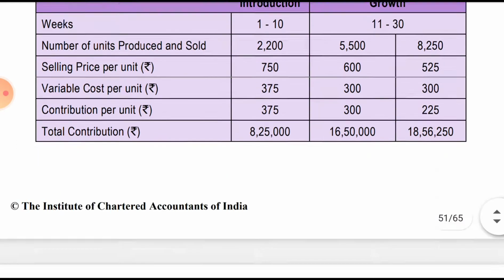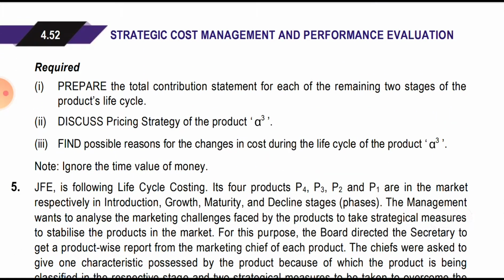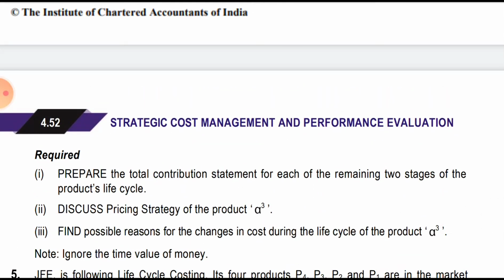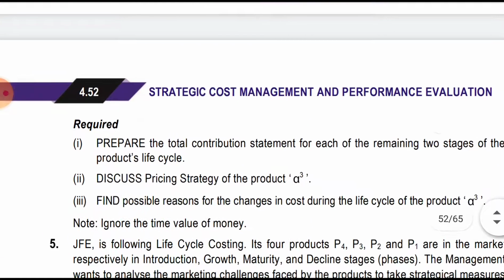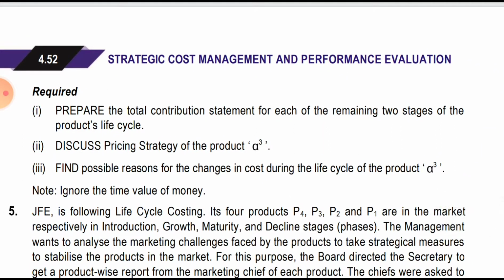Now what they have asked us is to prepare the total contribution statement for each of the remaining two stages of the product life cycle. So basically after growth we have to prepare the maturity stage, in the same manner, and continue the table with the maturity and declining stages. Then discuss the pricing strategy for product Alpha: how it should be priced, skimming pricing, penetration pricing, and how to recover the cost. Also find the possible reasons for the change in cost during the life cycle of the product.